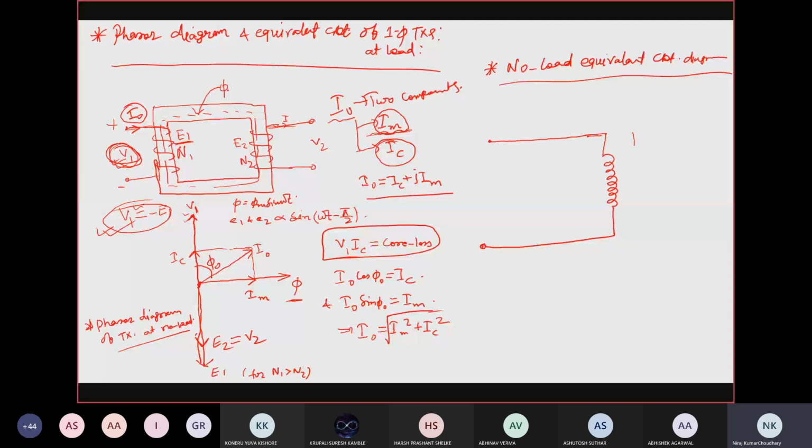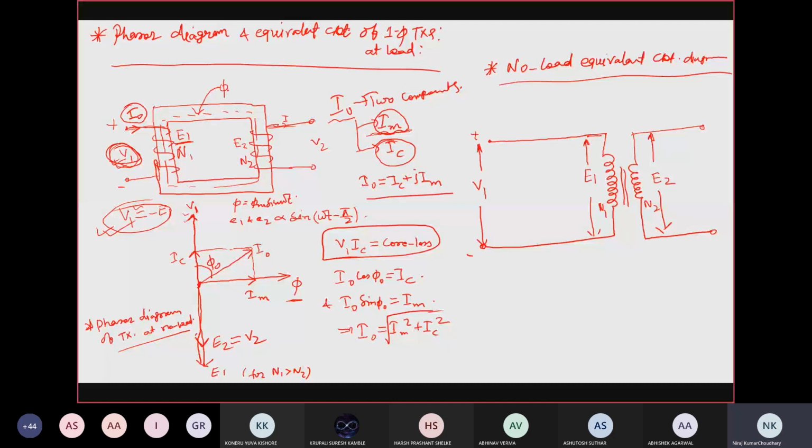Right, and here we have suppose induced EMF E1, here we have E2, N1 and N2 we have considered as the turns of the two windings of the transformer, and this symbol is for the magnetic coupling between the two windings, vertical lines. Now here we are applying the source voltage or input voltage, suppose V1, right? Then here we have current, no load current.